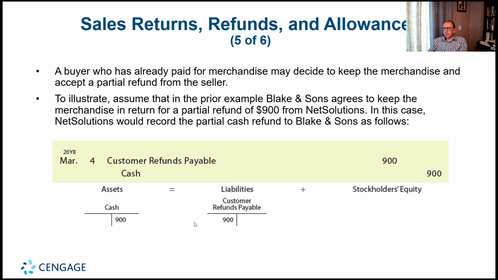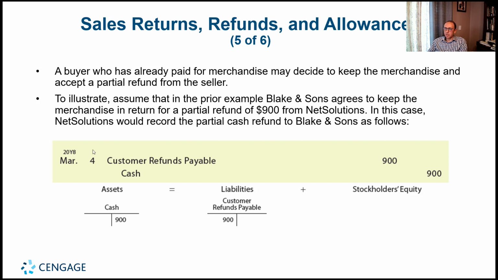A buyer who has already paid for merchandise may decide to keep the merchandise and accept a partial refund from the seller. Sometimes this happens if the item is defective or there's an issue in delivery or something like that, and we're trying to keep the customer happy. So assume that in the prior example, Blake & Sons agreed to keep the merchandise in return for a partial refund of $900 from Net Solutions. In this case, Net Solutions will record the partial cash refund as follows.